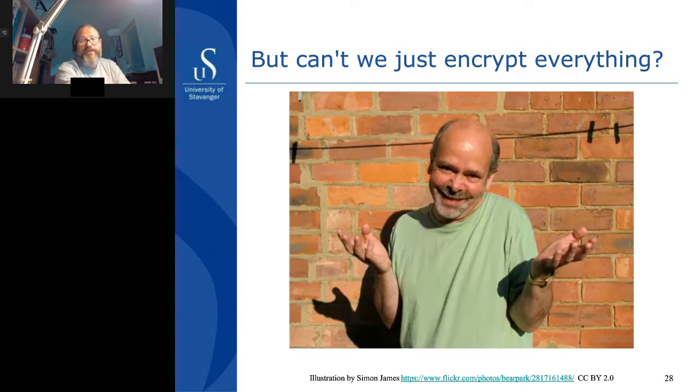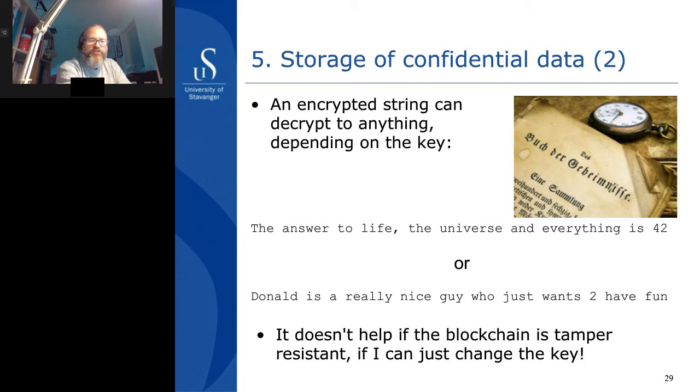Then, of course, the natural counter-argument in this case is, can we just encrypt everything? Now, the problem with this is that, strictly speaking, an encrypted string can decrypt to anything depending on the key. So, the following text, the answer to life, the universe, and everything is 42, that could be one plain text corresponding to some ciphertext, but it could equally well be Donald is a really nice guy who just wants to have fun. These two are, in a sense, equivalent. They have the same length, and you could easily create a one-time pad which could decrypt to one or the other. There's no way to prevent that. So it doesn't really help if the blockchain is tamper resistant if I can just change the key. So the encrypted text could be the same, but I could claim that the encrypted text means two different things.